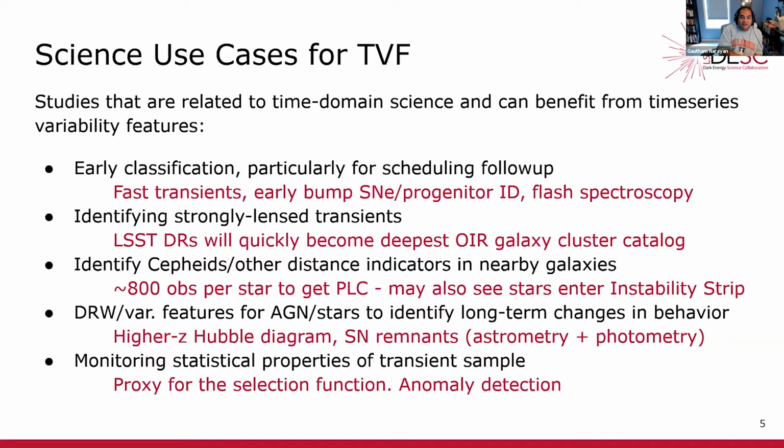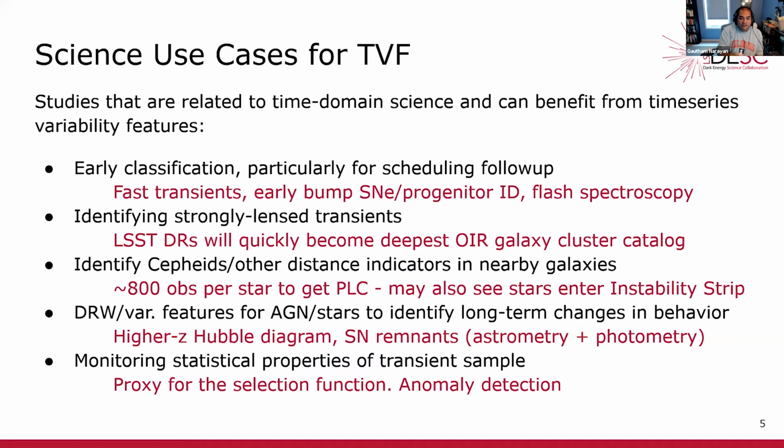If we are, for example, interested in finding Cepheids in other galaxies, then we will have a whole bunch of observations of these objects to get the period luminosity color relationship. And it might be interesting to see some of these stars actually become Cepheids, enter the instability strip during the course of the 10-year operations. People within Desk, despite the fact that they aren't typically used for cosmology, are interested in things like AGN. So for example, we heard from Chris Foremeyer and the 4MOST TiDES group about spectroscopic follow-up of these objects using 4MOST to potentially do a higher-z Hubble diagram.